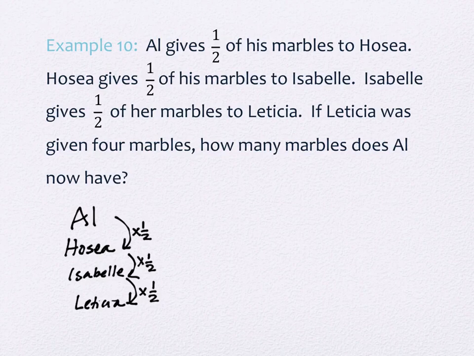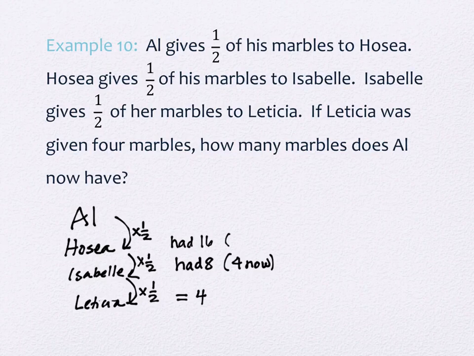But we know how many Letitia has. How many does she have? She has 4. So she received all 4 of them from Isabel. How many did Isabel have before she gave her 4 away? She had 8. She has 4 now, but she had 8. She gave half of them away. But she received hers from Jose. So how many did Jose have? 16.